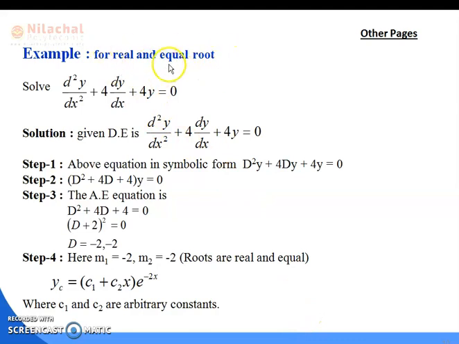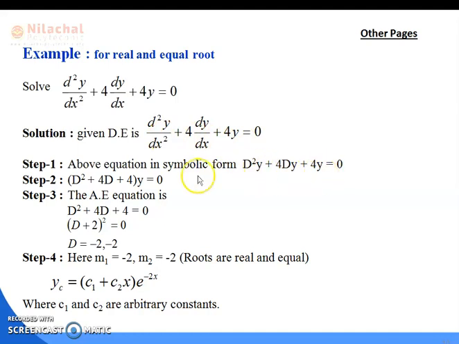Real and equal root. Okay, so let's solve this question: D square y by dx square plus 4 dy by dx plus 4y equal to 0. So we have to write it again. Then we have to convert that question into operator form, means symbolic form. That means we are using D square y in place of d square y by dx square, Dy in place of dy by dx, and other things will be written as usual.